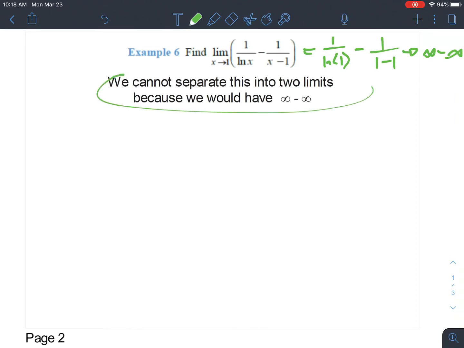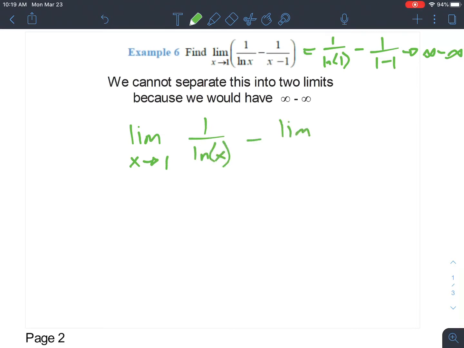So this note that I've written down here is explaining we are not able to break this up into two limits. We would have that and that, and both of those are still going to end up being infinity, and we're not allowed to subtract that, so that's not a possible way for us to solve this question. Instead, we're going to have to combine these two fractions to become 1.